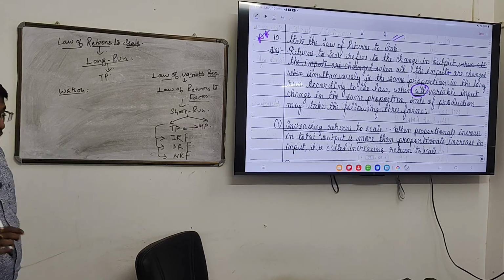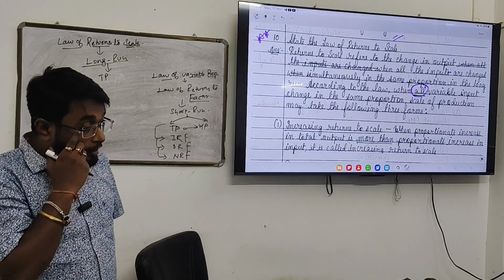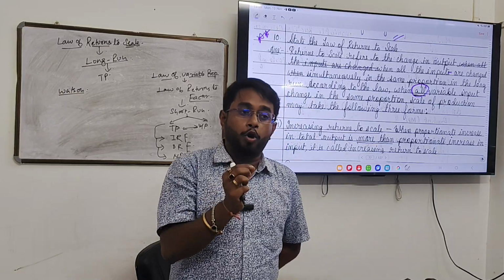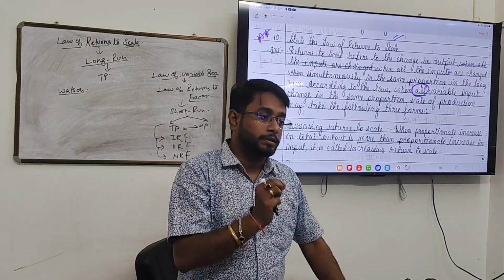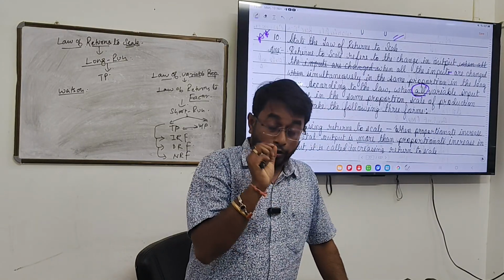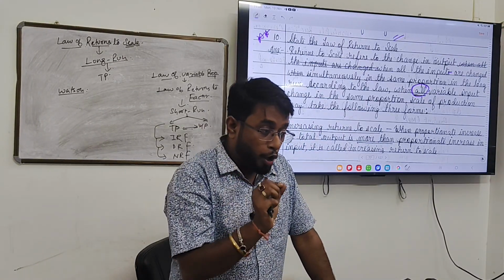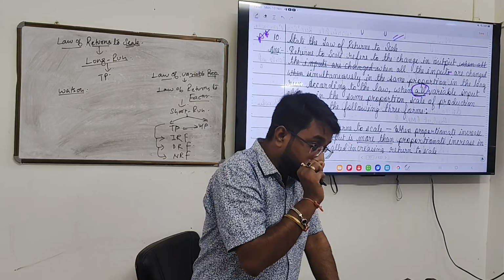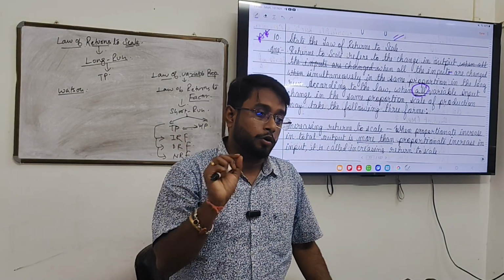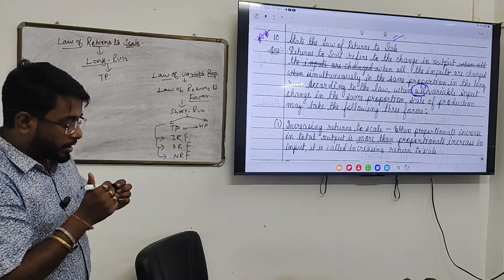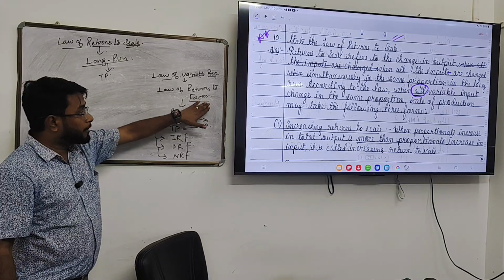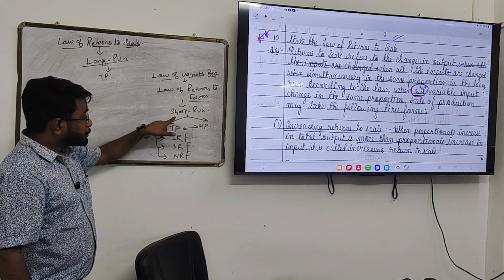There was an economist named Watson. How has he defined the law of variable proportion? The law of variable proportion is nothing but the behavior of total product. The law of returns to scale is nothing but the behavior of total product or total production. So what did we understand? The law of variable proportion, whose other name is the law of returns to factor, is operating in the short run.